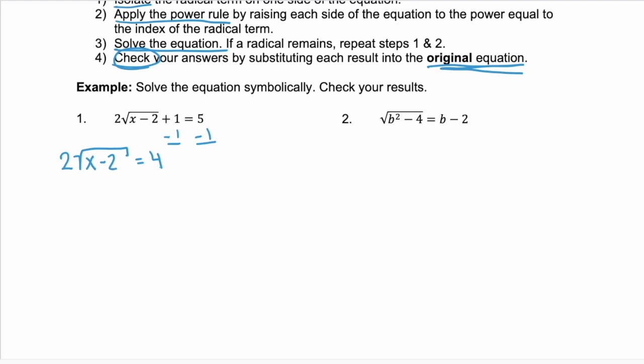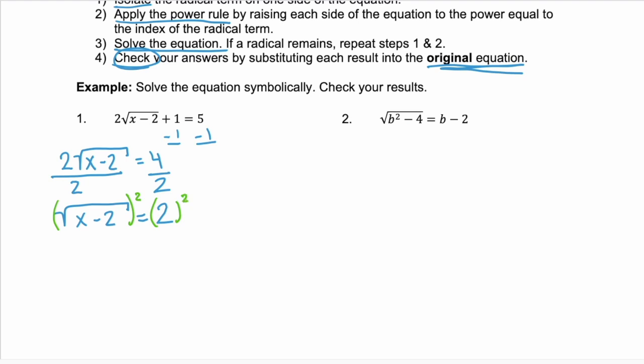Now we have a 2 multiplied to our radical, so we need to divide both sides by 2. So now we're down to square root of x minus 2 equals 2. Now, step 2 tells us to apply the power rule by raising each side of the equation to the power equal to the index. Our index here is technically a 2 because it's a square root. So we're going to square both sides.